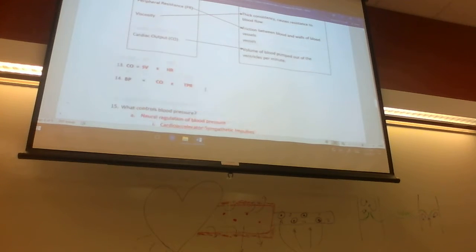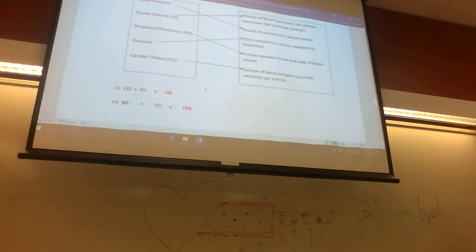Cardiac output can be calculated by taking the heart rate, how many times your heart beats in a minute, multiplied by your stroke volume. And your stroke volume is the amount of blood that enters the arteries. So how fast your heart is beating and how much blood is being pumped out every time your heart beats is your cardiac output, how much blood is outputting from your heart.